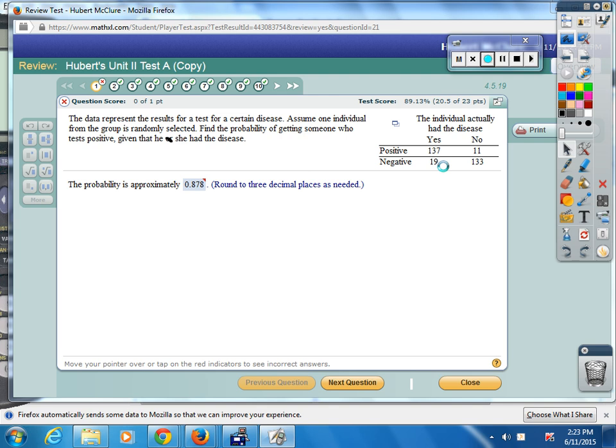So I think it should be, let's see. Find the probability of getting someone who tests positive given that he or she had the disease. I bet it's 149. Try 149 over 300. No. Yeah, 148 over 300. That wouldn't be it.